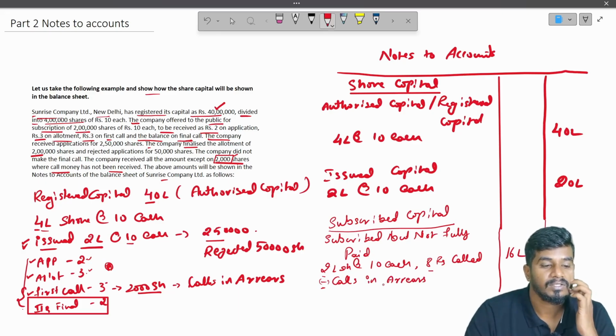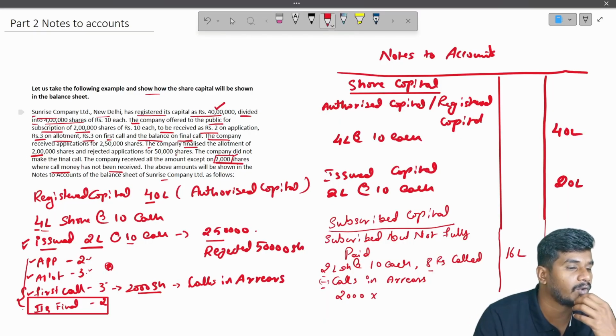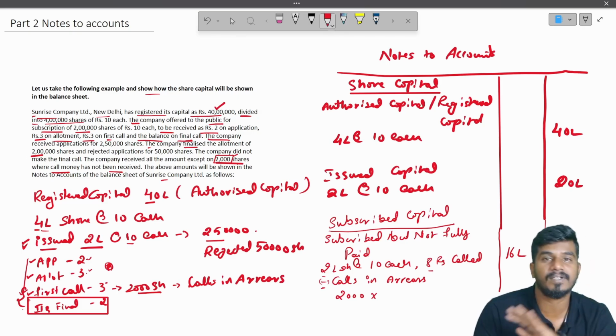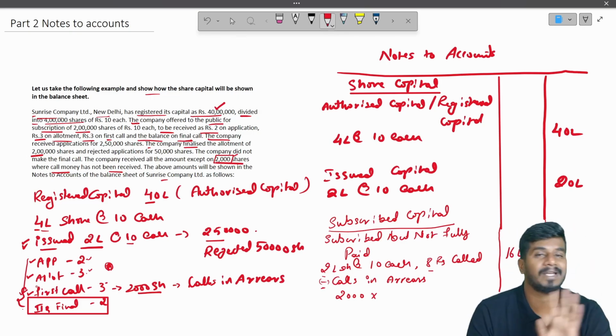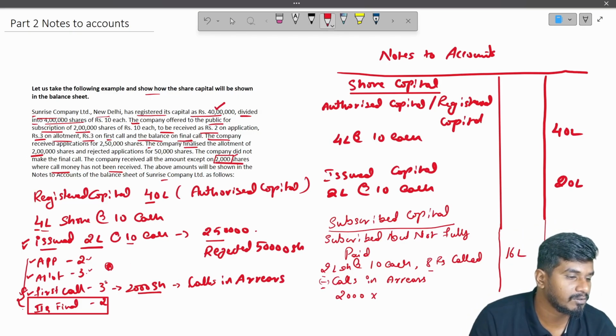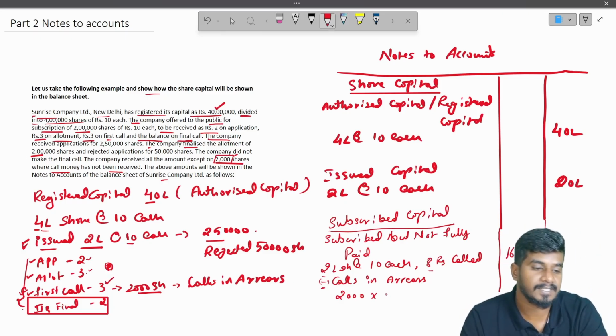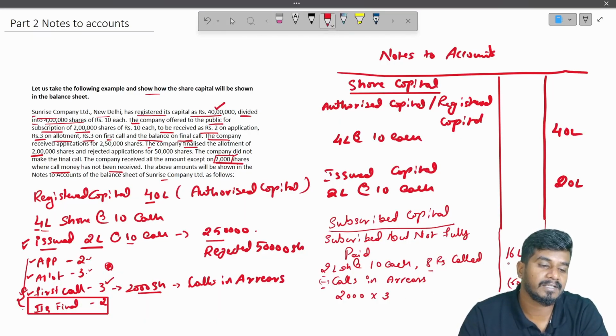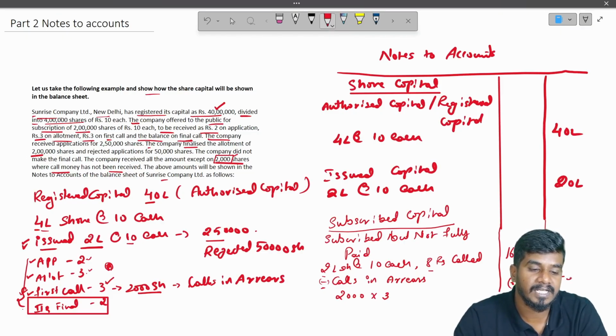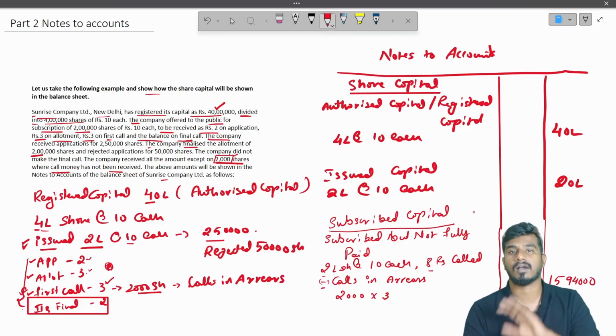Calls in arrears. For how many shares didn't we receive? For 2000 shares. What we didn't receive is the first call money. The second call we didn't call yet. The amount for first call money is 3 rupees. So for 2000 shares we didn't receive, into 3, which means 6000 rupees we need to deduct out of 16 lakh. Correct? So which is nothing but 15 lakh 94,000. So this is your notes to accounts.